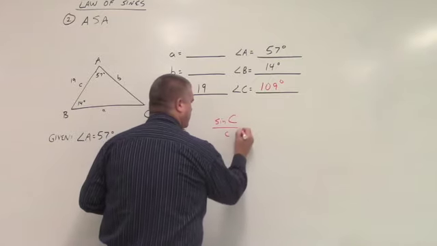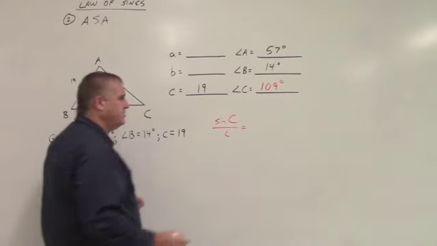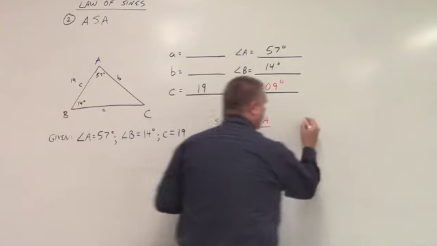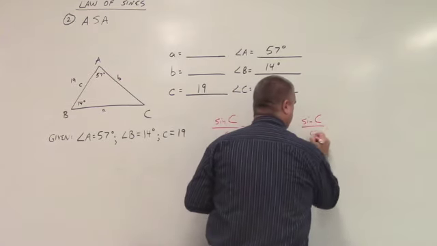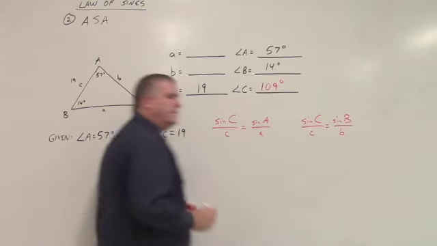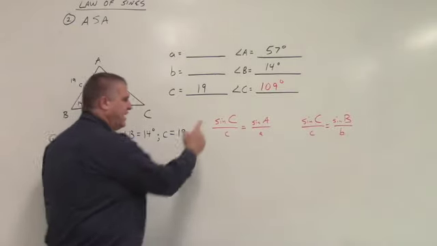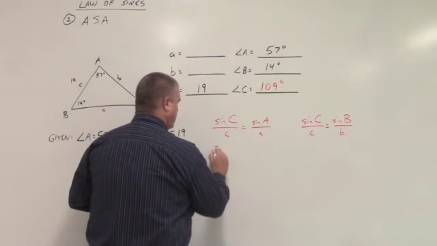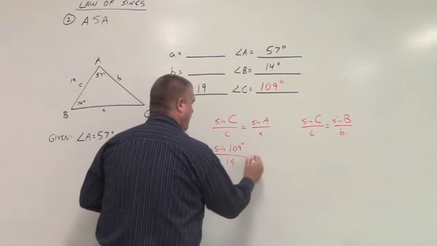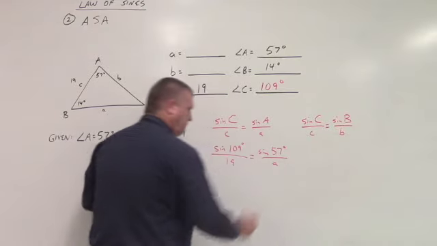So we can set up now our law of sines. The sine of C over C is equal to, and we're trying to find A, we're trying to find B. So just like last time, I'll set it up for A, and I'll set it up for B. So this will work for both of these situations. So the sine of C over C is going to be the sine of 109 degrees over 19 is equal to the sine of 57 degrees over A.